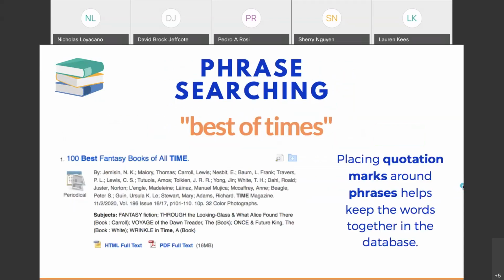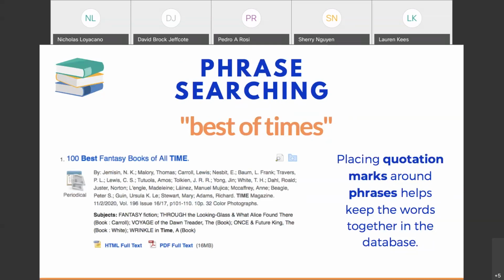Another search technique that you can use is phrase searching. This is where you put quotation marks around a specific phrase. As I mentioned earlier, the databases will search for whatever words you enter. They won't keep those words in the order that you type them. So if you need them to be in a specific order, you have to put quotation marks around them.